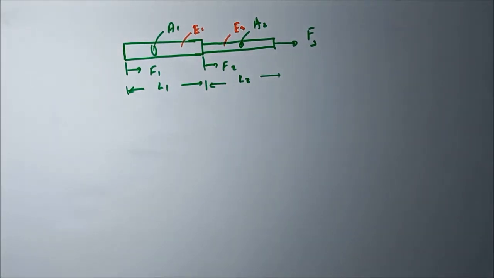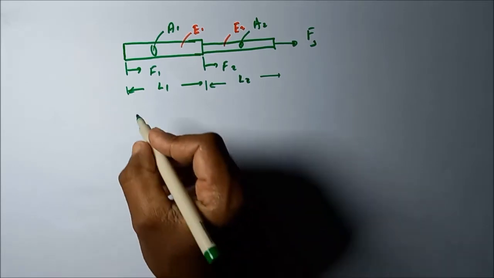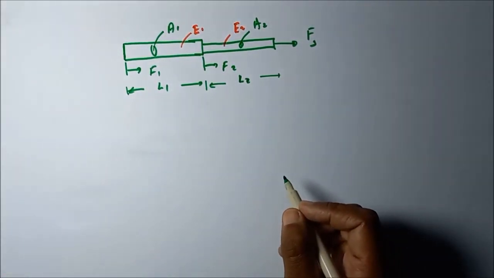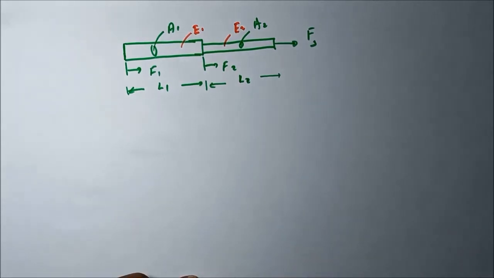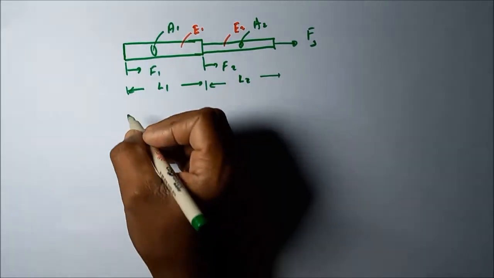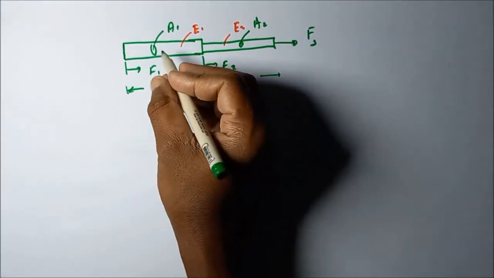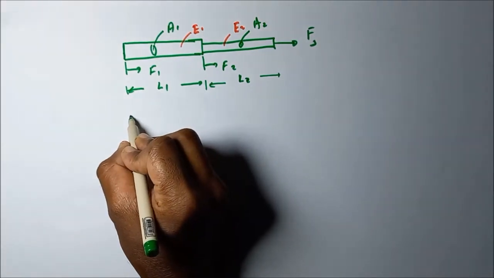Now what we are going to do is, for the entire bar assembly, a finite element model. That means by discretizing the domain, we are going to represent the discretized model, with each and every element represented by a line element.